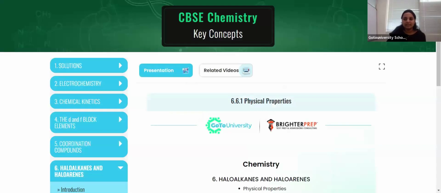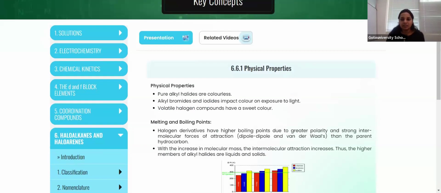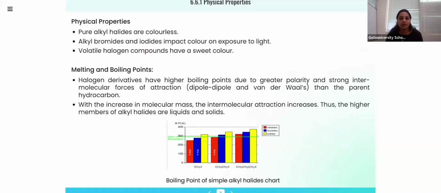The physical properties of haloalkanes. Physical properties means things like solubility, boiling point, melting point, and how the compound looks. So the first physical property: they are colorless in nature.